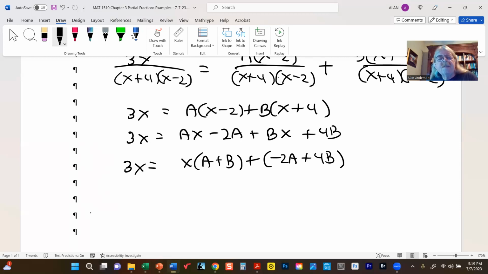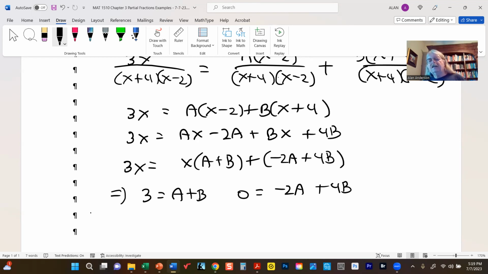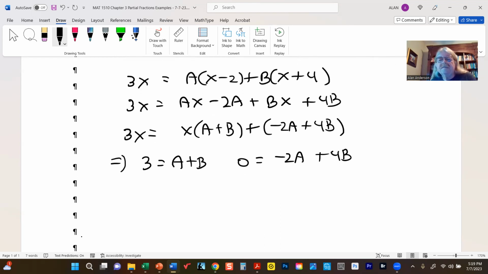So in other words, on the left-hand side, we have 3x. Think of it as 3x plus 0. And this tells me that 3 equals A plus B. Okay. And 0 equals minus 2A plus 4B. Okay. So in other words, what we're doing is setting to each other the coefficients. Okay. So our job now is to figure out some clever method to figure out both A and B.